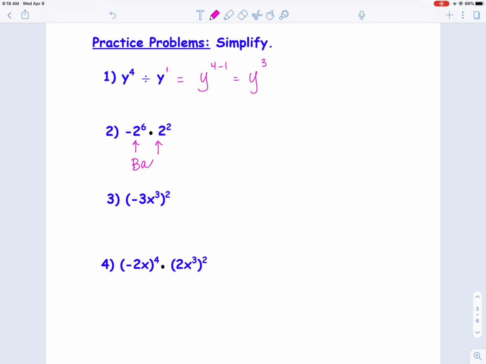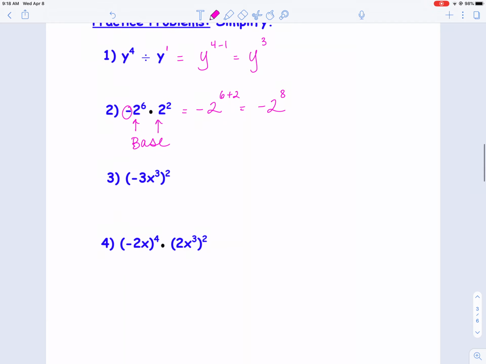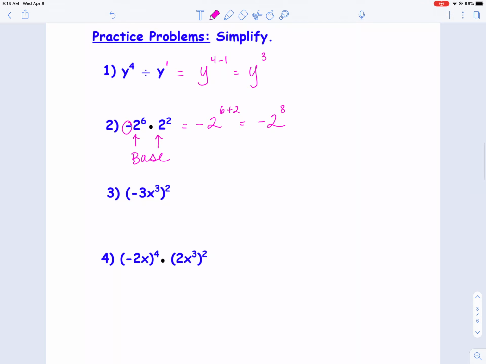This is the base. So here, the coefficient is really a -1 and a +1. So really you are going to have a negative. You're going to keep your base of 2, and you're going to add your exponents. So you would have -2 to the 8th power. Okay, that was a tough one. Be careful. The 2 was not a coefficient, it was a base.